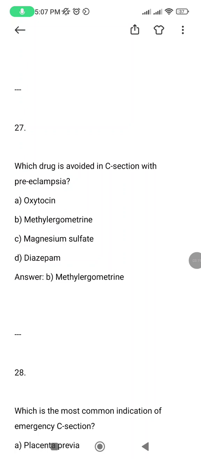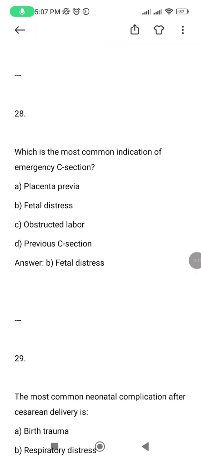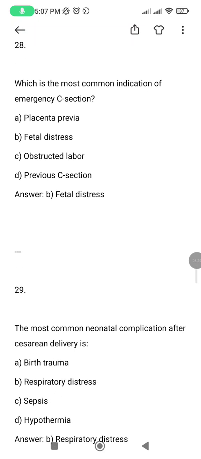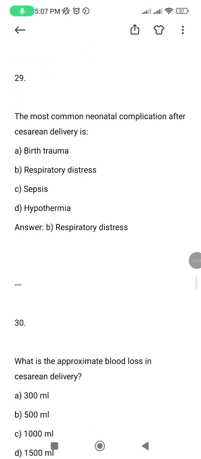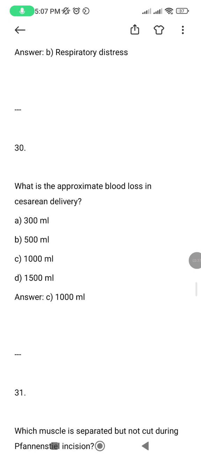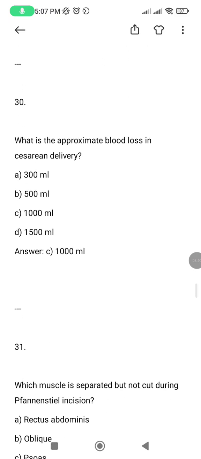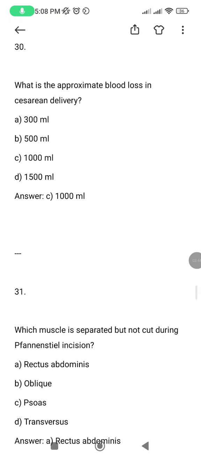27. Which drug is avoided in C-section with preeclampsia? Methylergometrine. Which is the most common indication of emergency C-section? Fetal distress. The most common neonatal complication after cesarean delivery is respiratory distress. What is the approximate blood loss in cesarean delivery?